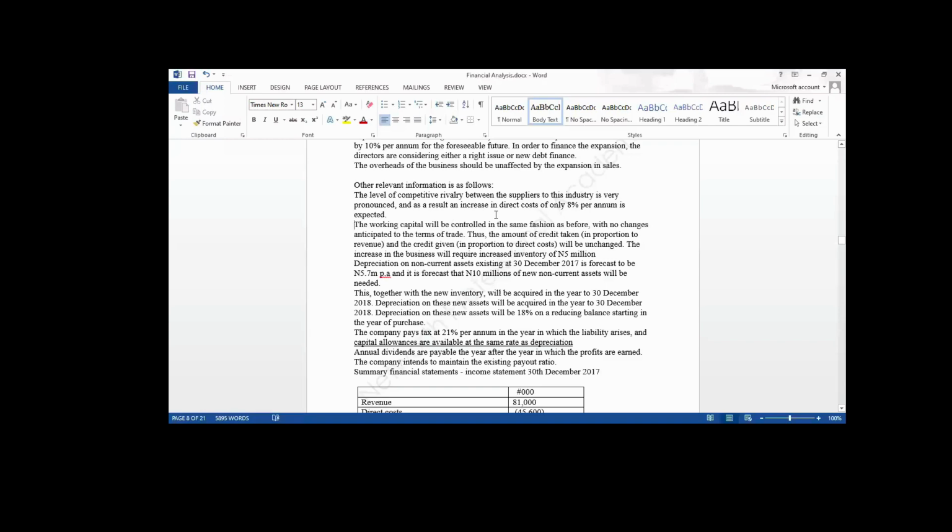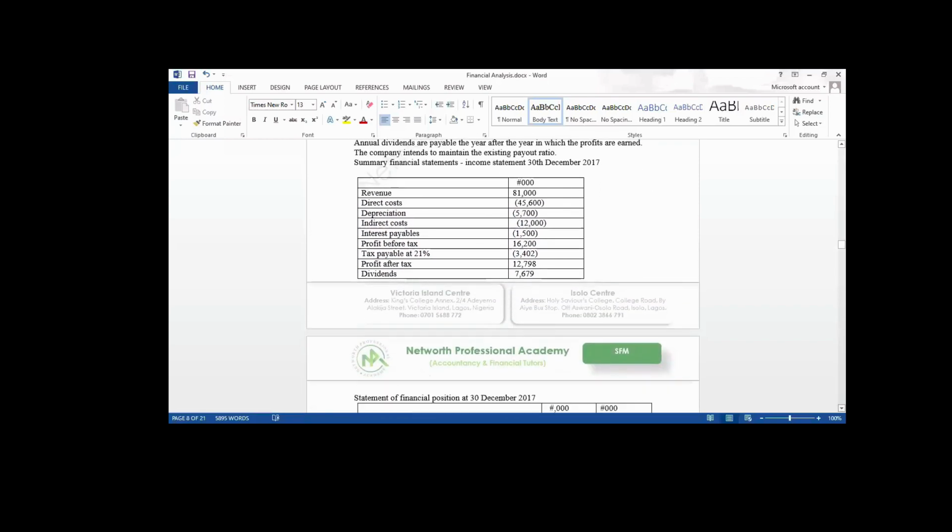Working capital will be controlled in the same fashion as before, with no changes anticipated to the terms of trade. Thus, the amount of credit taken in proportion to revenue. Your credit taking is your trade receivables as a percentage of revenue. Examiner says this will not change. It remains unchanged. Now let's check 2017.